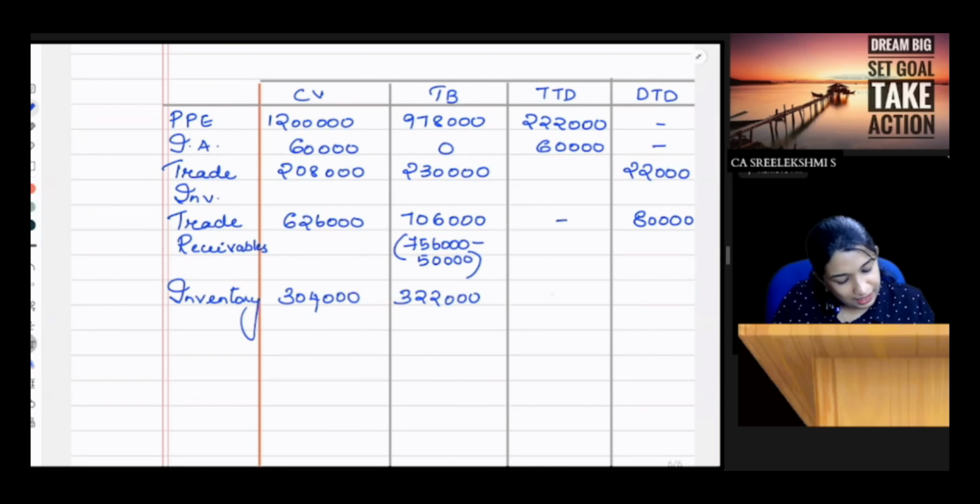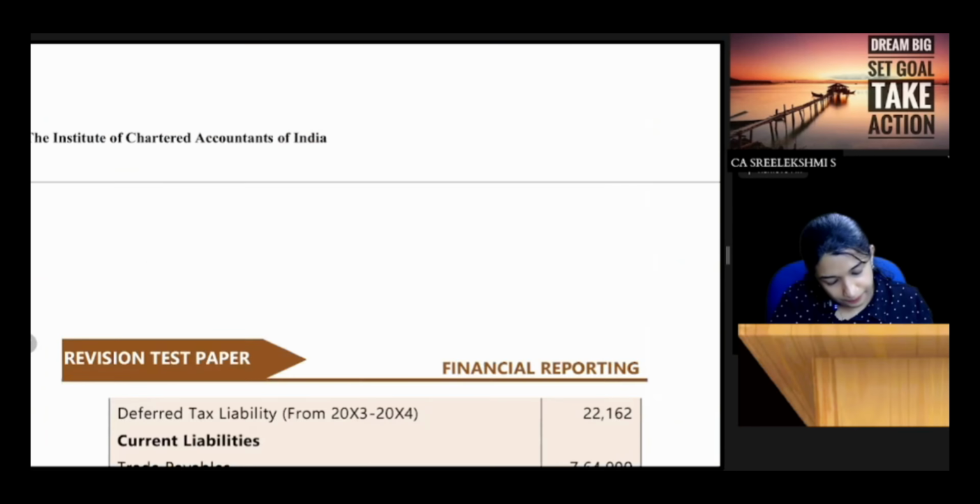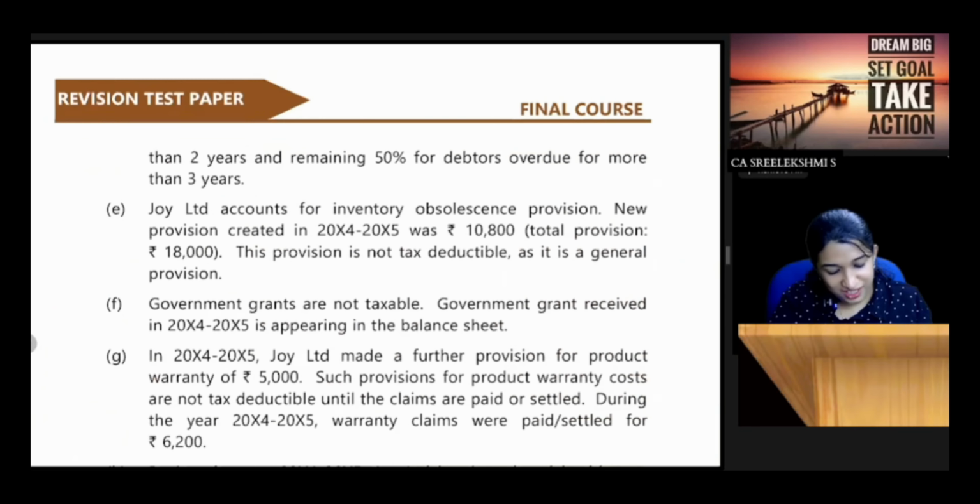Again, 18,000 deductible temporary difference concept. The concept is when you sell that inventory, you will end up in a loss. Then you will be getting tax deduction. So future tax deduction, create DTA. Okay. Then is it finished?